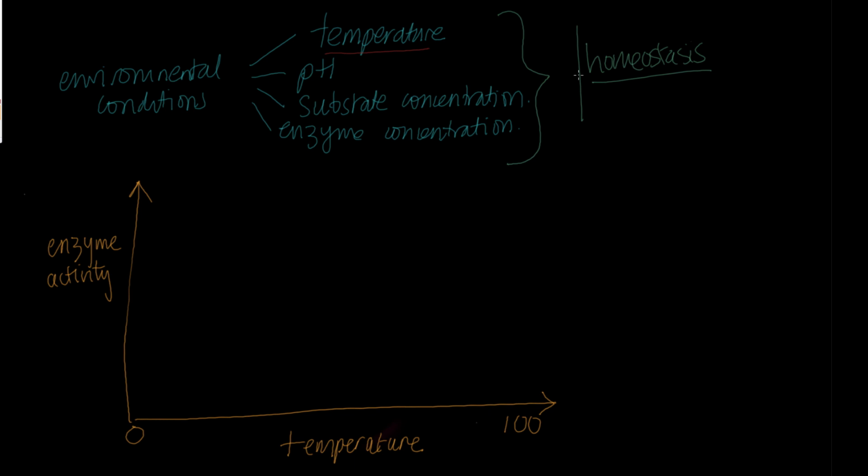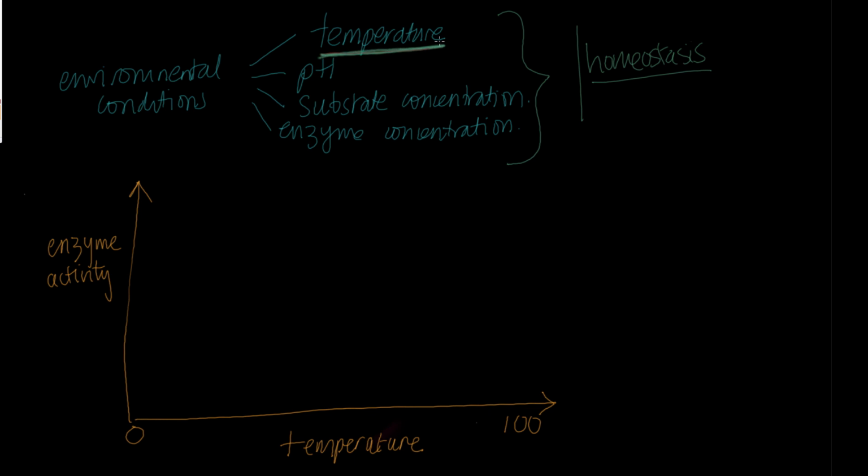And if the conditions within your body change too much, your enzymes won't work anymore and you won't be able to carry out all the metabolic reactions that basically keep you alive. Which is why getting a really high fever is a really, really bad thing, because it's going to change temperature too much. Okay, so the first thing we're going to look at is temperature.